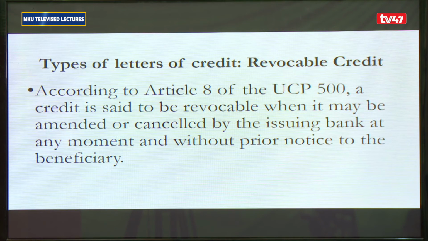Now, we have a number of letters of credit. The first one is revocable. It's found under Article 8 of the UCP 500. A credit is said to be revocable when it may be amended or cancelled by the issuing bank at any moment and without prior notice to the beneficiary. It can be amended or cancelled at any moment without any notice. The bank can just cancel it.